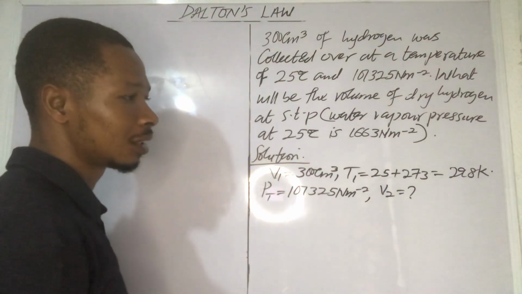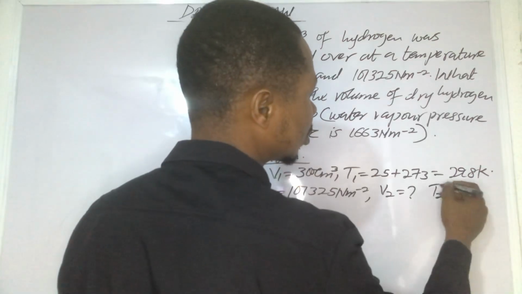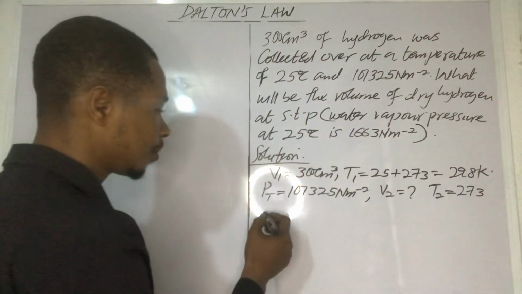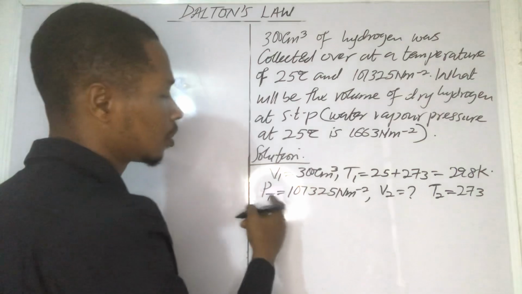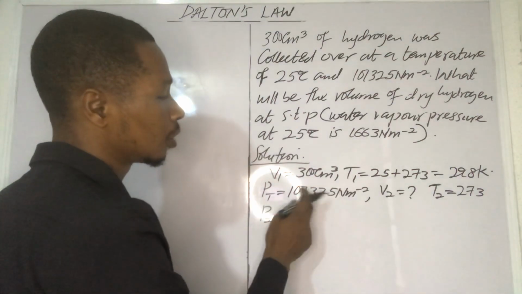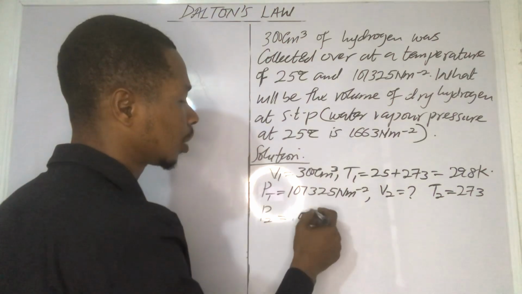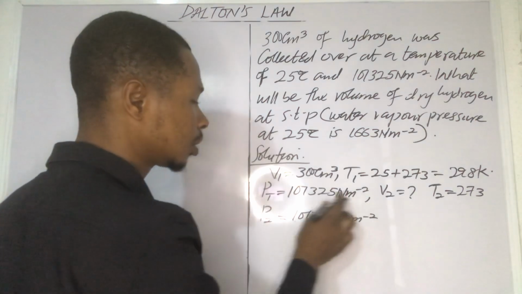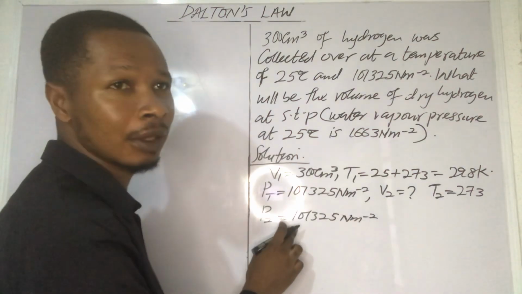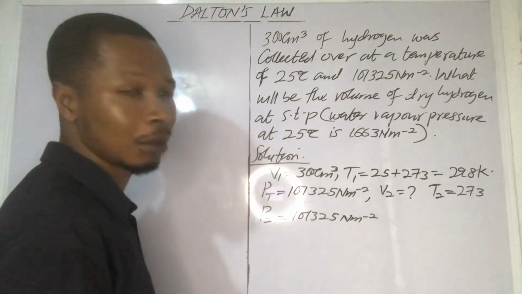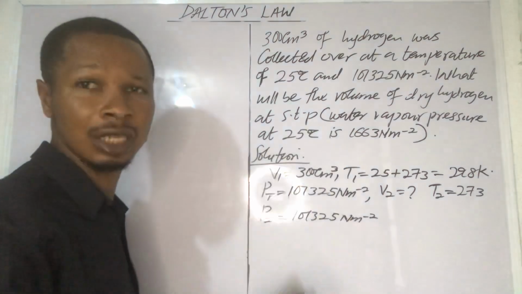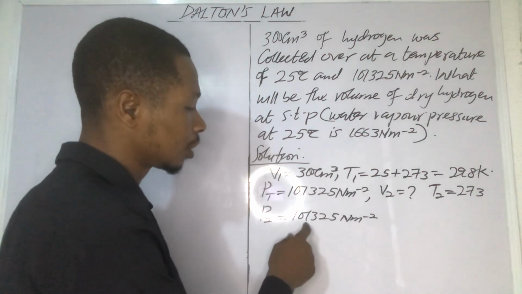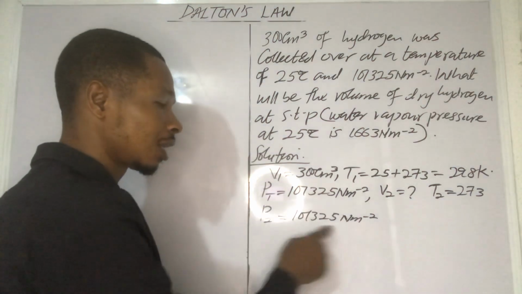Now since it is at STP, my T2 will be equal to 273. As for my P2, since I'm given Newton per meter square, my P2 will be 101,325 Newton per meter square. Not this one, no, this one is the unit of Newton per meter square. If you don't understand how I got this, you can check my previous video on STP, standard temperature and pressure. This 101,325 is not this one. This is standard pressure now.